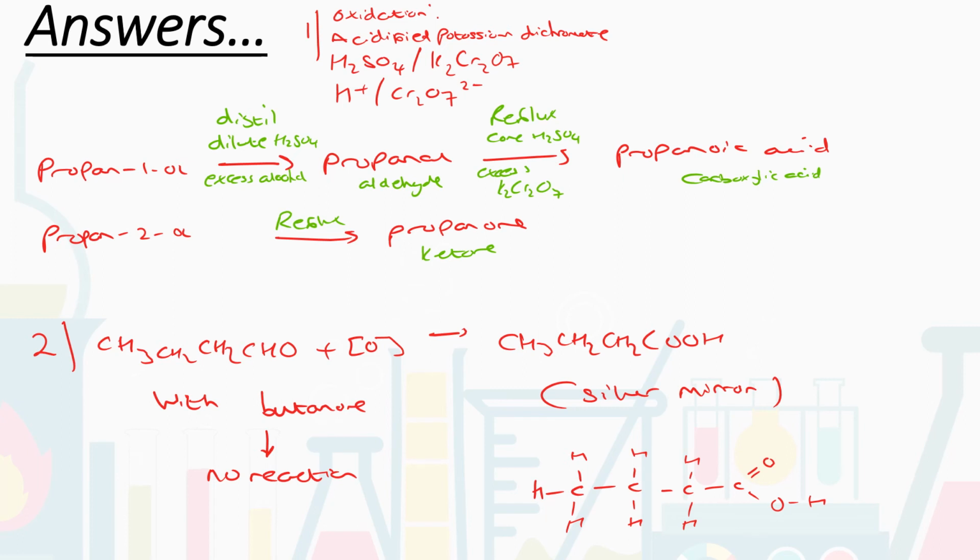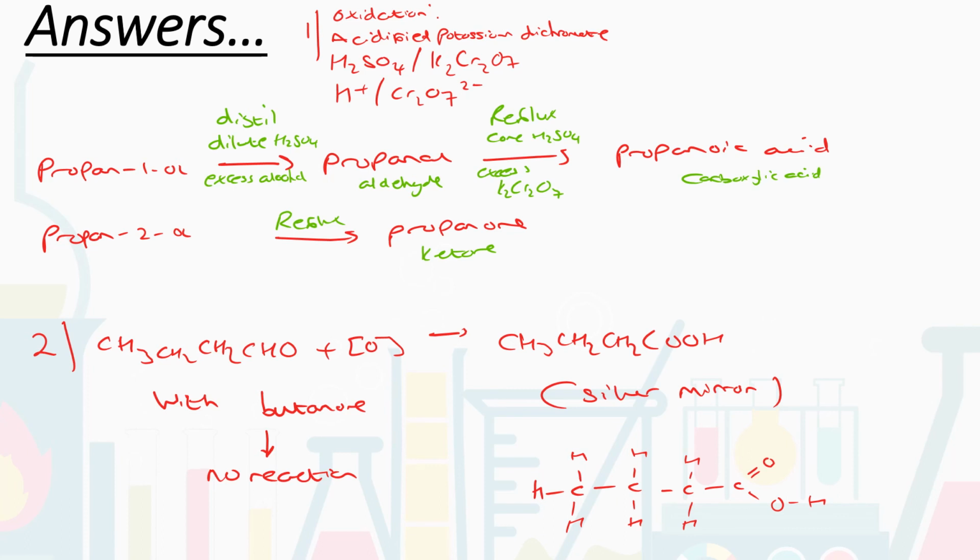If we take propan-1-ol, it's a primary alcohol, so we know that we can partially oxidize it by distilling it using dilute acid and excess alcohol up to the aldehyde, propanal, or we can oxidize it all the way up to the carboxylic acid by doing reflux, concentrated acid, and an excess of the oxidizing agent.